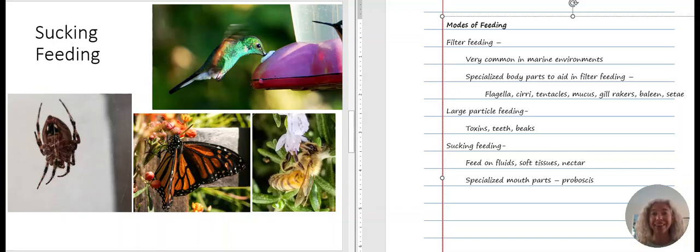Spiders can liquefy the inside of their prey and suck it out. Butterflies have special proboscises, and they can use that to get the nectar out of their food, like bees. All sucking animals will have specialized mouth parts for this mode of feeding.